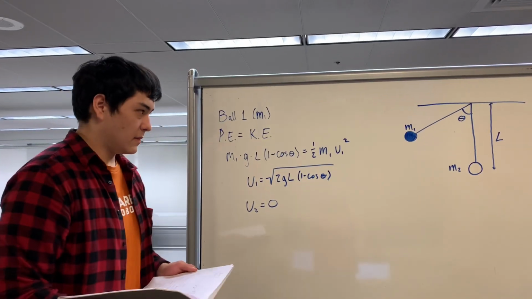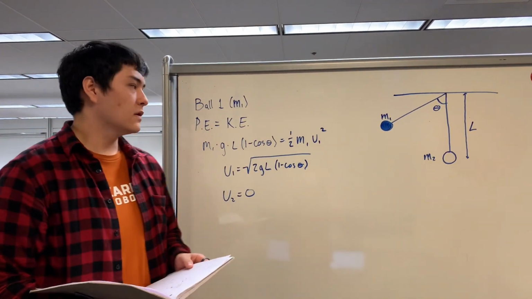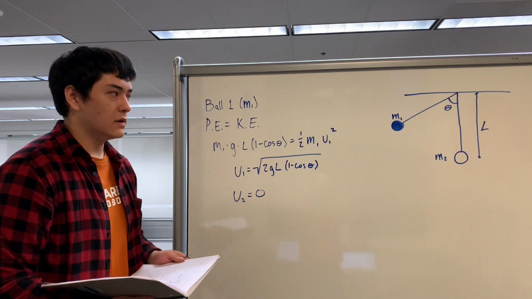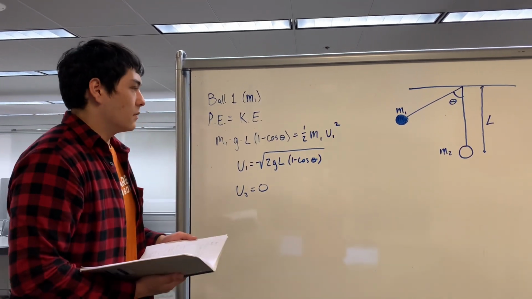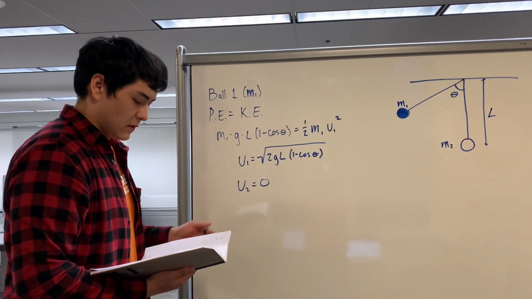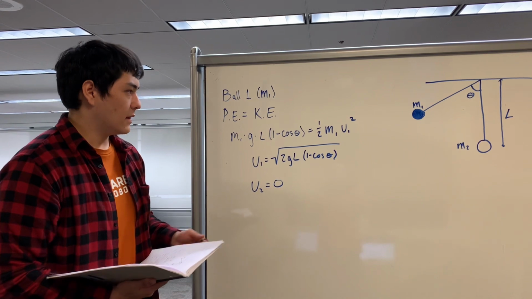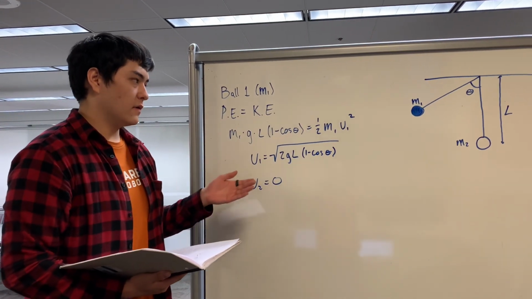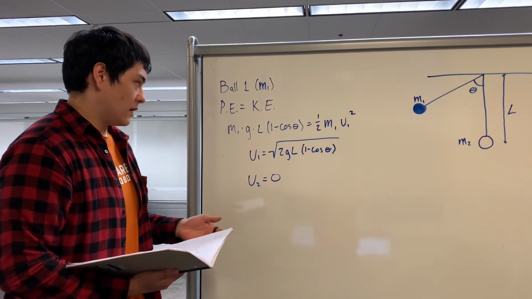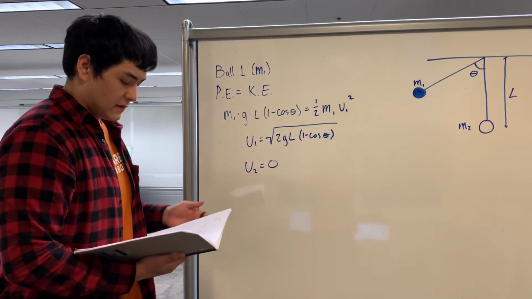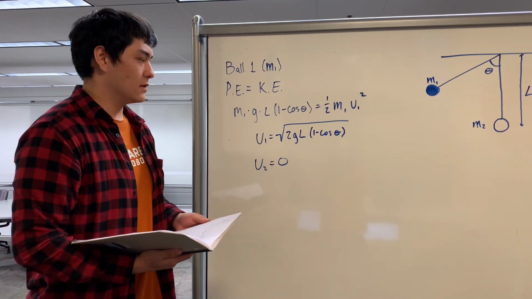So the first step to solve the problem is, given the configuration, we want to find and represent the initial velocity of m1 before the collision. By doing this, we can apply conservation of energy to say that the kinetic energy of ball 1 at its initial velocity is equal to the potential energy of the ball at angle theta.